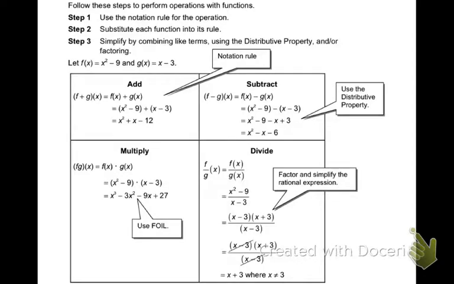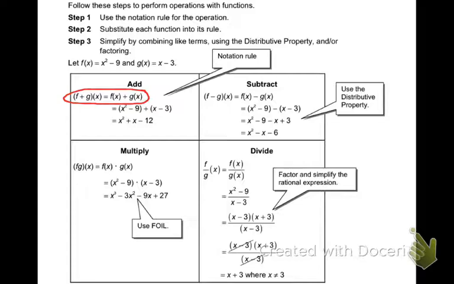So here's what it is. You basically follow these steps to perform operations with functions. Step 1 is use the notation rule for the operation. All that means is these are the same thing, and you see both of them. For example, f plus g of x equals f of x plus g of x. You will see the same thing written either way. Some textbooks use the left side, some use the right side, or they might use both of them. But it's the same type of problem. F plus g of x just means f of x plus g of x.